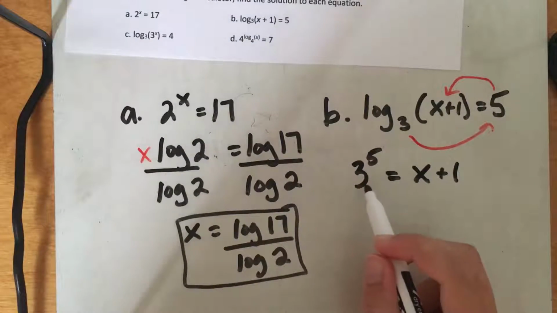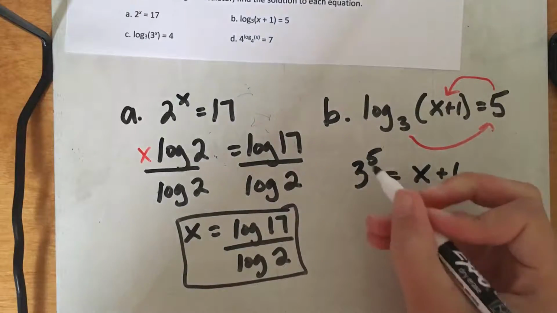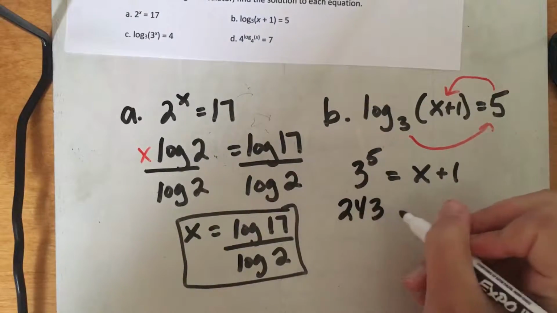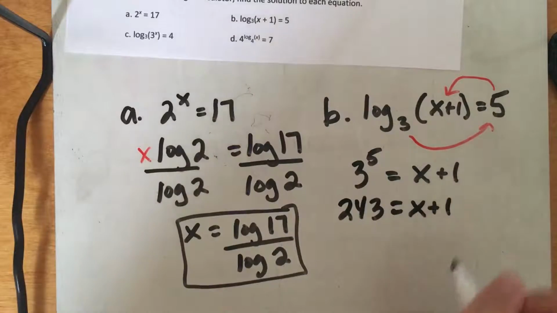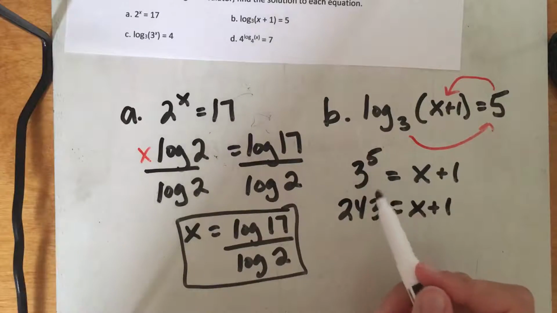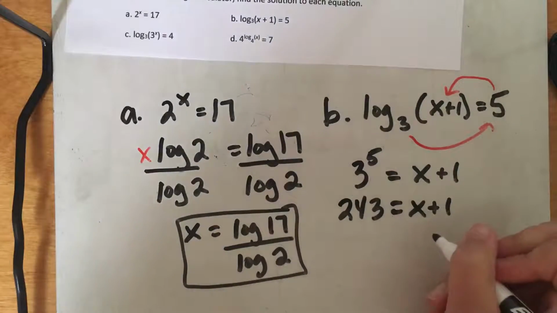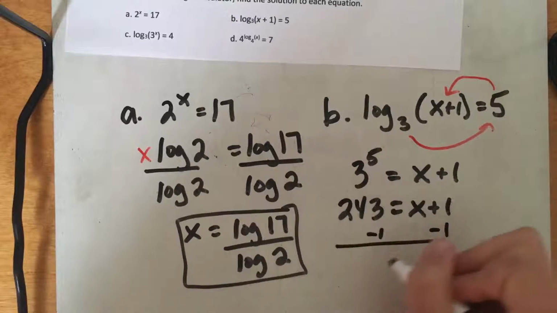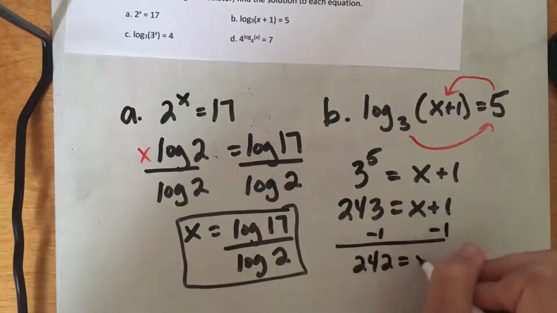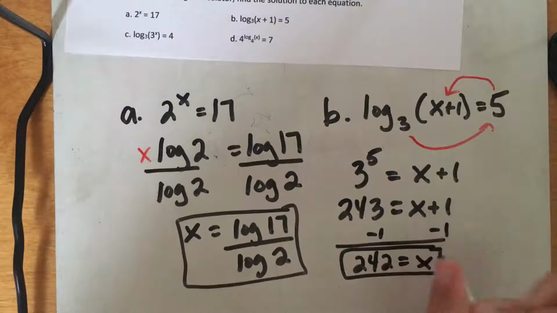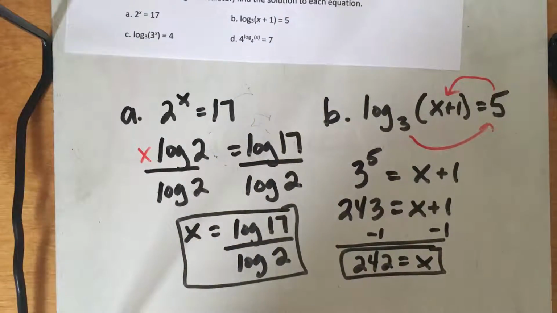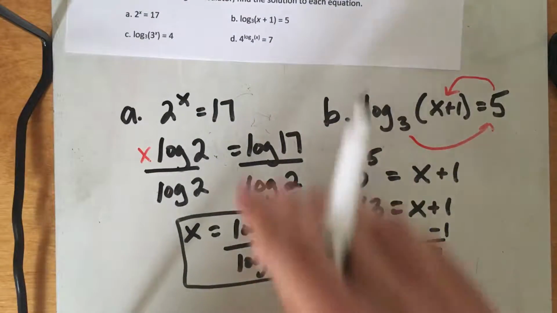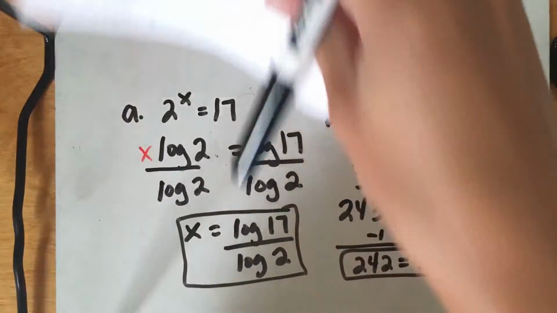3 to the 5th, you can either leave it like that, or you can know it as 243. What they don't want you to do is type this into your calculator. If you need to evaluate what is 3 to the 5th, that's okay to do. And then we're just going to subtract 1, so we get 242 is what x is. That would make that equation equal 5. Okay? So now on to part C and D, which look a little bit more different.